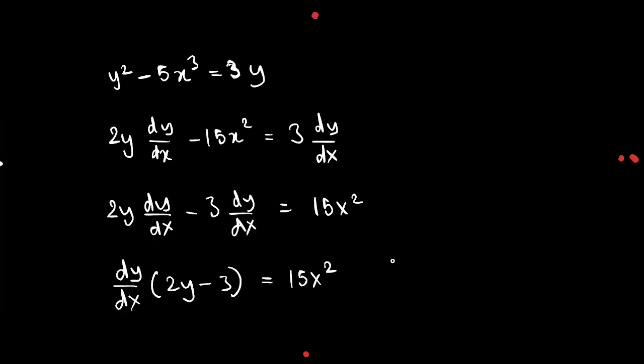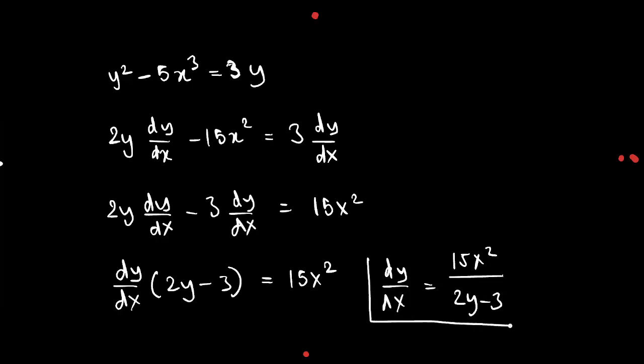So if we do that, we end up with dy/dx is equal to 15x squared divided by 2y minus 3. And so this then is going to be our derivative. Again, our dy/dx. If you remember, this Leibniz notation dy/dx is something we've seen before. It's not something that's new necessarily.